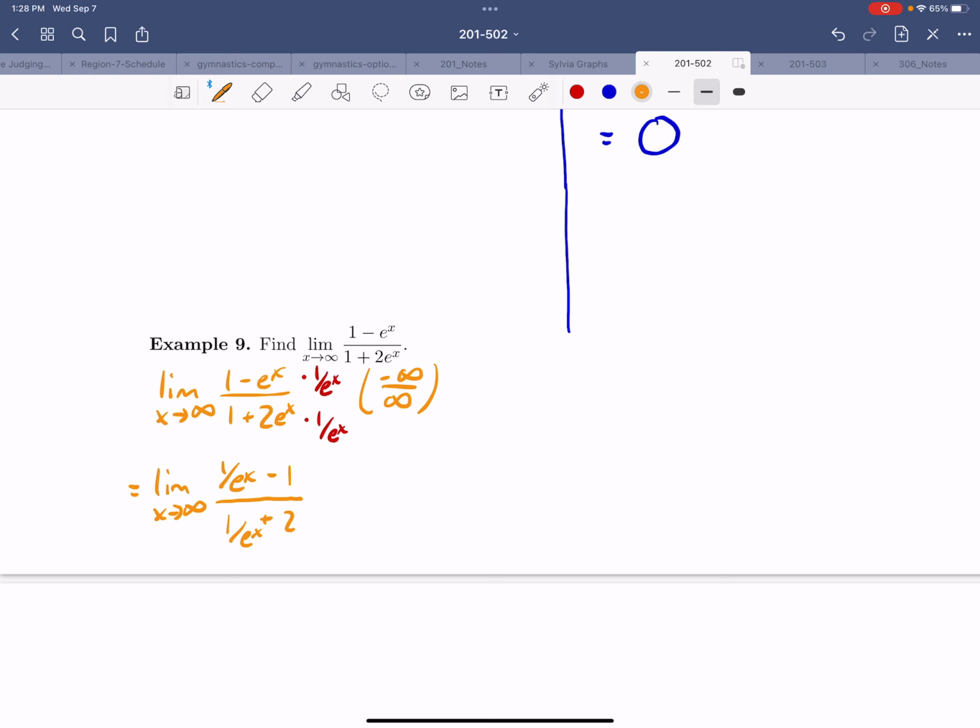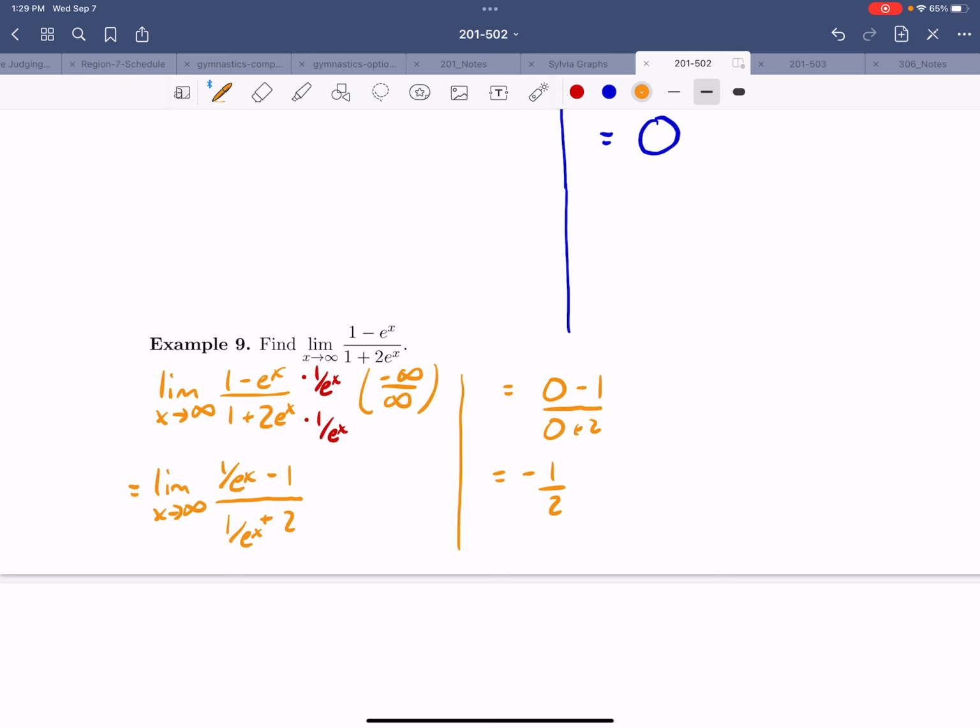Now remember, we already said that 1 over e to the x approaches 0. So we know that this is going to be 0 minus 1 over 0 plus 2. So our answer is negative 1/2. There you have it. A couple of little examples with e to the x.